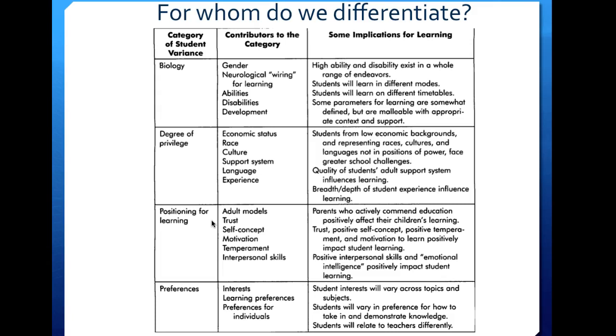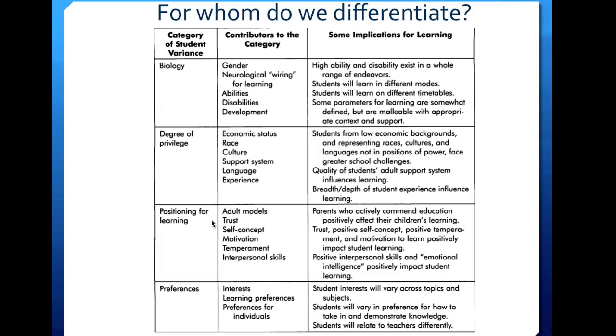It's not really acceptable to do that, but in some cases there is a belief that that's a good way to do it. Neurological wiring. Actually, there are some good cases for differentiating by gender. Degree of privilege, race, status, economic support, educational experience, positioning for learning, how much support they've had in the past for learning, preferences, learning preferences, and so on.